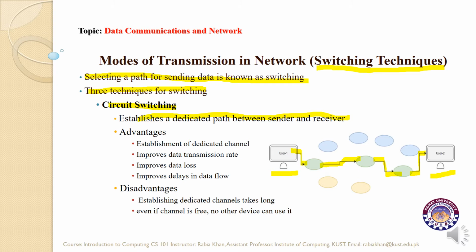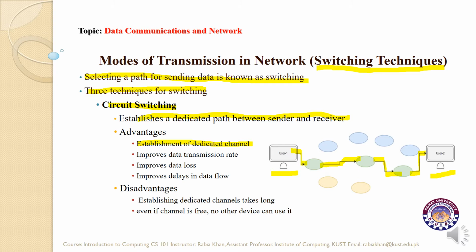So what are the benefits or advantages that circuit switching brings? Circuit switching is the technique in which a dedicated path or channel is established. That means it ensures the data delivery. So when you establish a communication channel between 2 parties, that means data delivery is ensured.